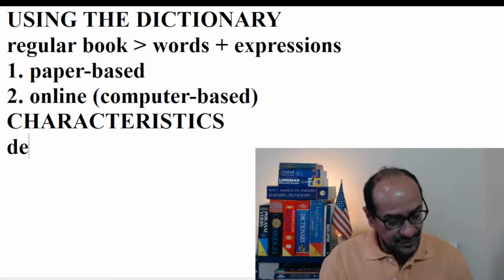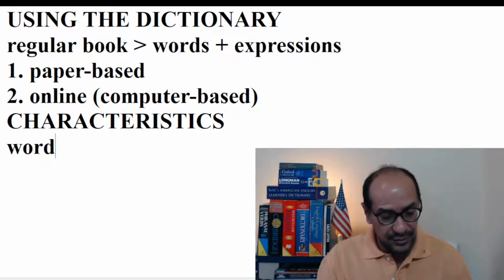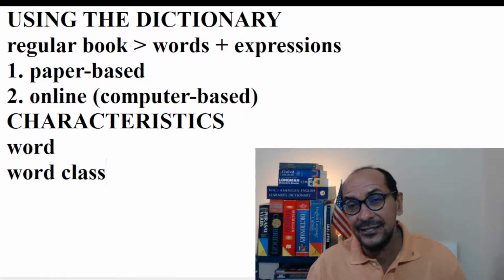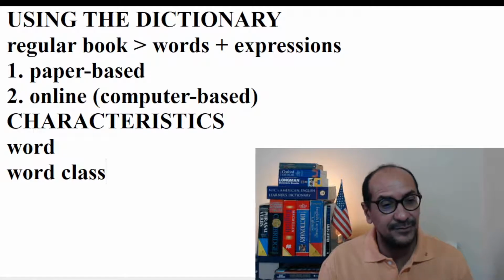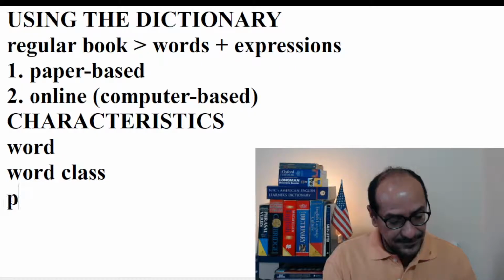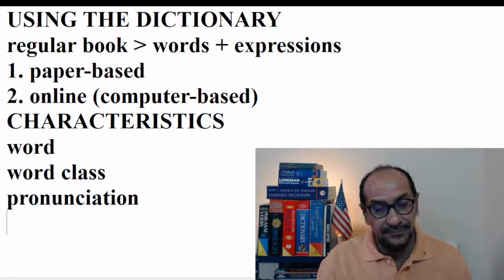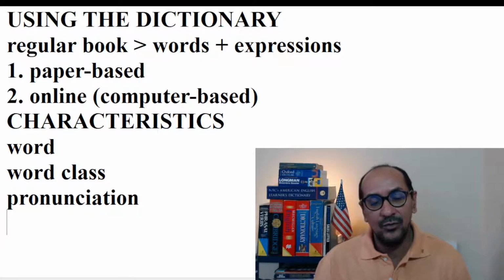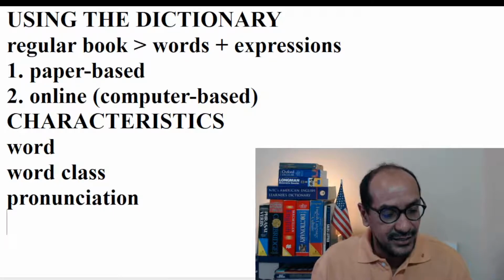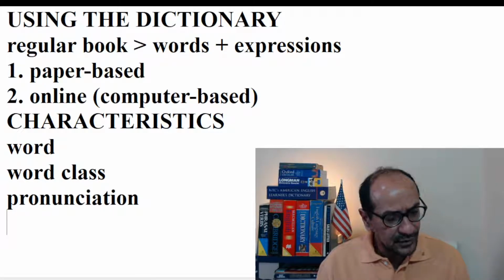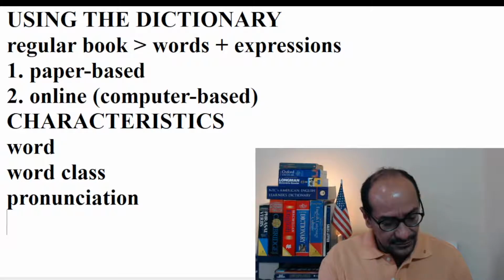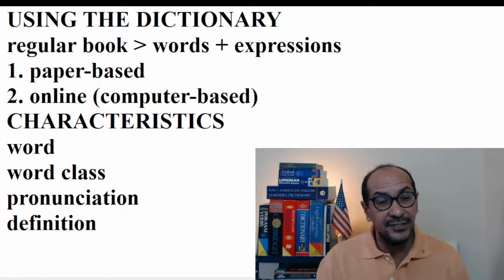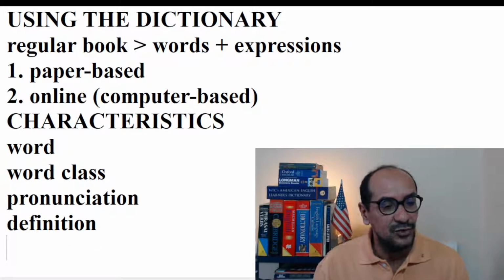So we have some characteristics of these dictionaries. First, they bring the word. And for this word, they bring the word class, whether the word is an adjective, a verb, a noun, etc. What else? It brings the pronunciation, those symbols that some people do not really understand, but they are useful. That's why you need to learn how to read those symbols that indicate the pronunciation of the word. What else? The dictionary brings the definition of the words, the explanation, the meaning, whatever you want to call it.